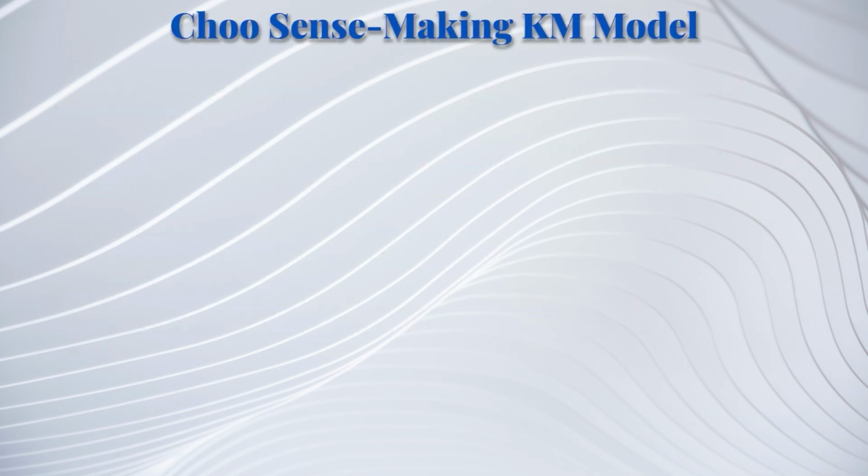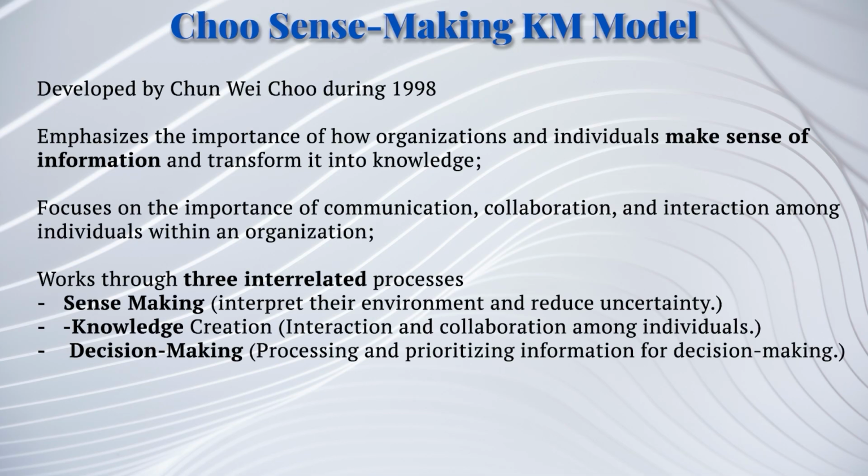The Chu's sense making knowledge management model was developed by Chun Wei Choo in 1995. It describes how organizations use information and knowledge to make decisions, innovate and achieve competitive advantages. This model follows three key processes. First, sense making. This is the first stage where organizations gather, interpret and understand information to make sense of their environment, which helps in reducing uncertainty and identifying opportunities. This is done through market research, surveys, competitor analysis, etc.